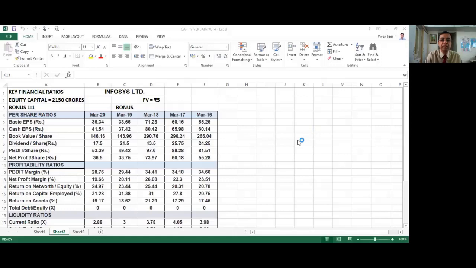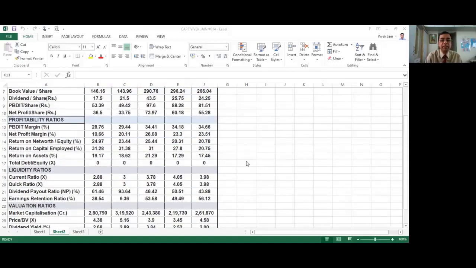rupees. Dividend per share in March 16 was 24 rupees per share. That makes it nearly 500%, 5 rupees face value. March 17 it increased to 25 rupees. March 18 it was increased substantially to 43 rupees. And then with the doubling of the equity capital due to bonus, it was 21 rupees in March 19 and 17.5 in March 20.